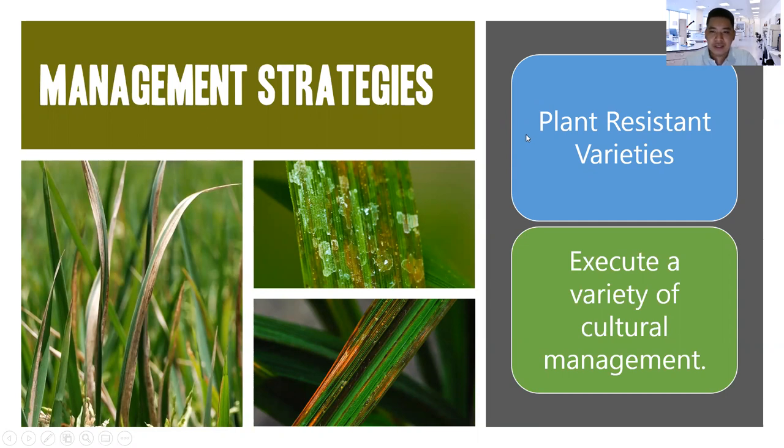So next one, we also have this execution of variety of cultural management. So ano-ano po ba yung variety ng cultural management po natin? So first one, pwede po tayong mag-conduct ng crop rotation. So sa crop rotation po, ito po yung pagpapahingin po natin yung pagtatanim ng rice dun sa ating field. Then magtatanim po tayo ng ibang plant na hindi po host ni bacterial leaf blight or bacterial leaf streak. So pwede tayong mag-move sa pagtatanim ng mga legumes na hindi po host ng ating bacterial leaf streak at bacterial leaf blight.